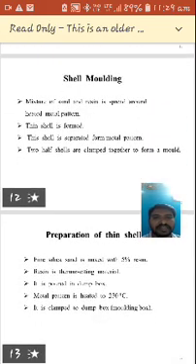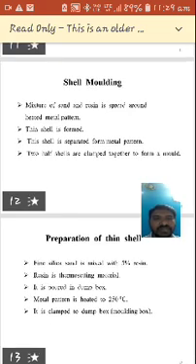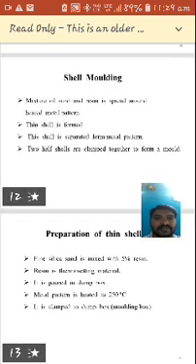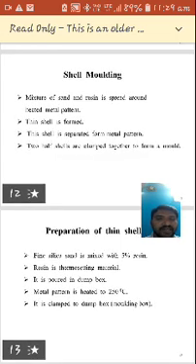The next one is shell molding. In shell molding, a mixture of sand and resin is spread around the heated metal pattern. So here in shell molding also we use the metal pattern. Before making the molding, the metal pattern will be heated. After heating the metal pattern, we apply this mixture of sand and resin over it. Then the thin shell is formed.